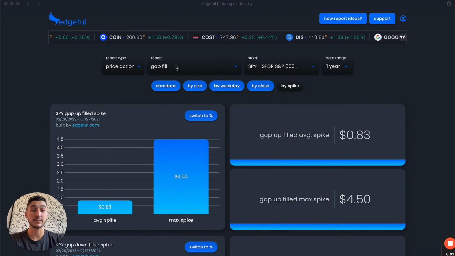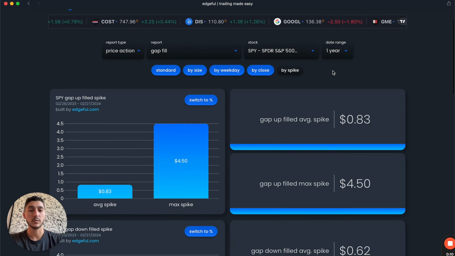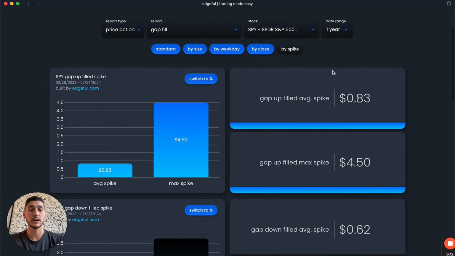In this video, I'm going to explain the gap fill by spike report on edgeful.com. So here we're looking at SPY and we're looking at the trailing 1 year. What this report measures is all the gap fills in the last year. How far away from the gap did they move before coming down to fill them? Don't worry, I'm going to explain with an actual example now.